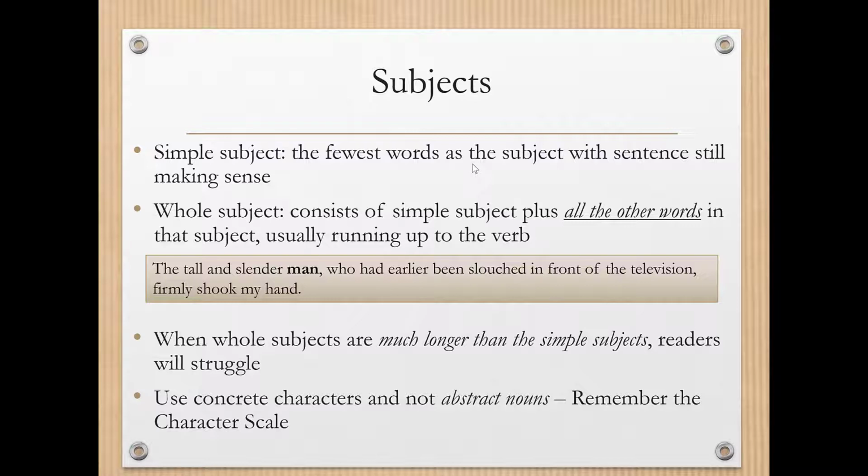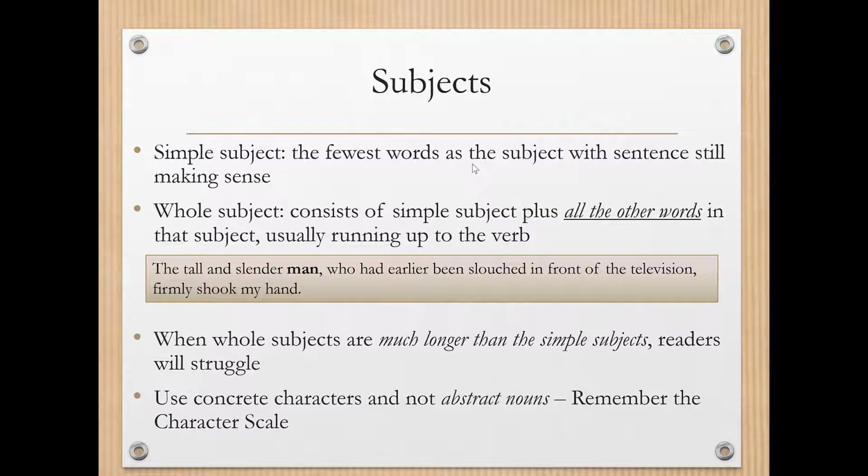In this particular case, the word man here is bolded. In principle, we could rewrite this whole sentence by saying the man firmly shook my hand. So the man would be the simple subject. The whole subject here contains all that other stuff. So we might say the tall and slender man. The tall and slender are adjectives describing that man. We also have some additional description here. We recognize that the man had earlier been slouched in front of the television. So we could state that the whole subject was indeed simply the tall and slender man who had earlier been slouched in front of the television.